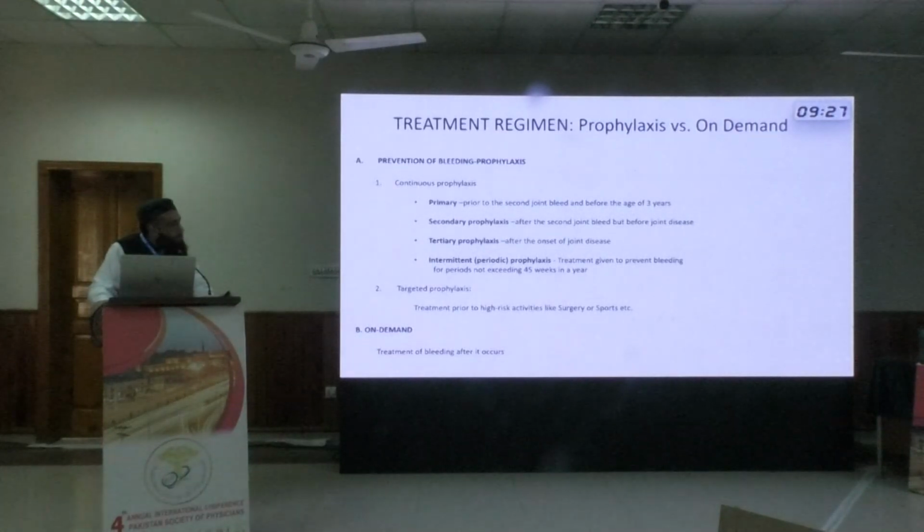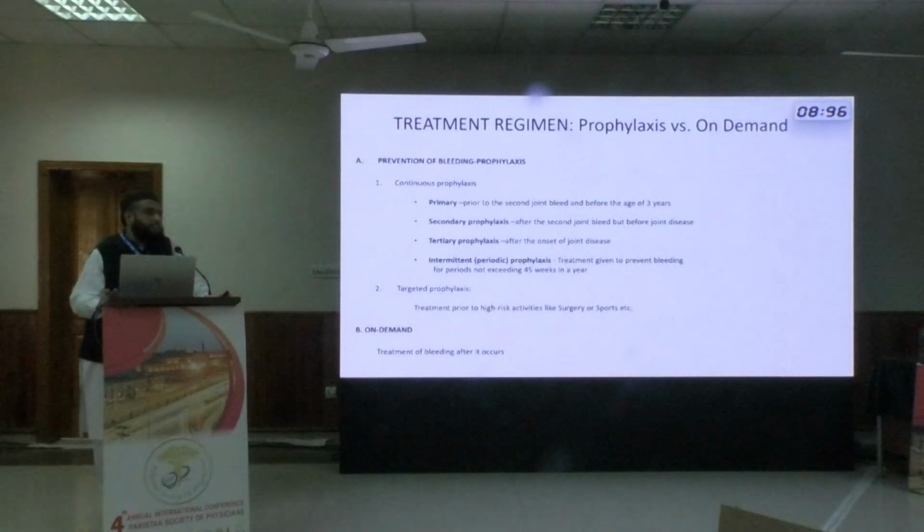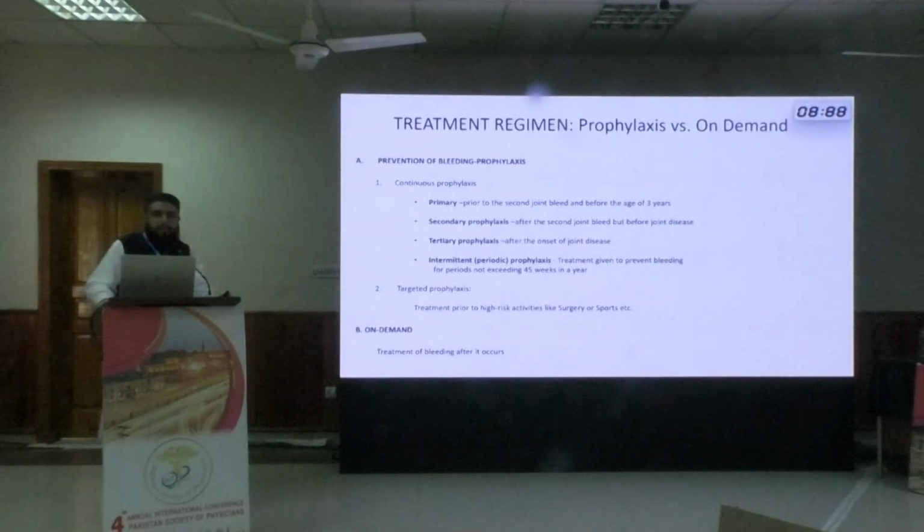We call it primary prophylaxis if it's given prior to the second joint bleed and before 3 years of age, while secondary prophylaxis is given after 2 joint bleeds but with no joint disease, and it's called tertiary prophylaxis if it is given after joint disease. Intermittent prophylaxis is when you are giving prophylaxis but the doses are less than 45 weeks per year. Targeted prophylaxis is given whenever there are high-risk activities, contact sports, or surgery. On demand is when the bleeding occurs.